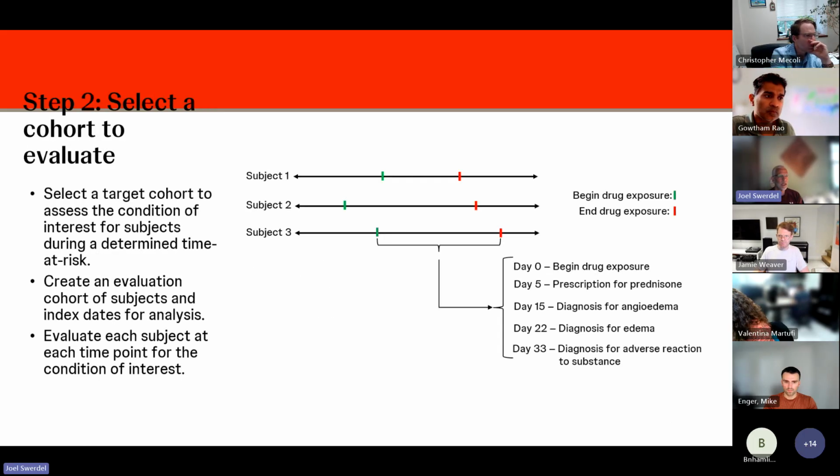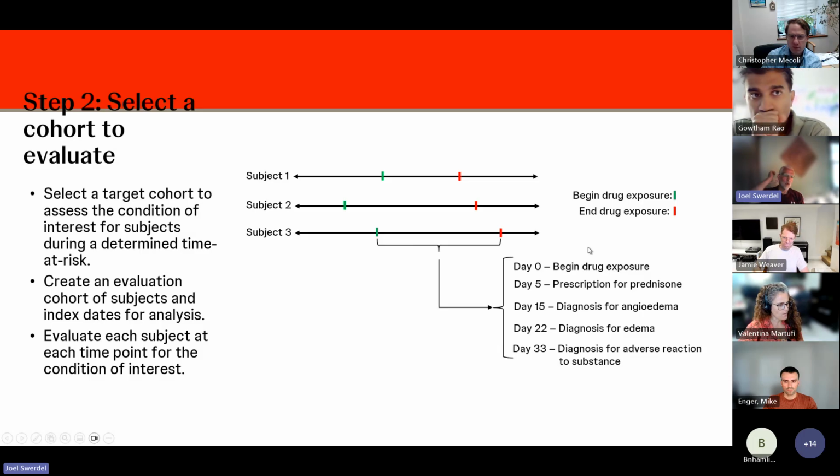This gives a little more detail of what we might look at. So let's say there are these 3 subjects. The green is the start of their drug exposure, their time at risk, and the red is the end of their drug exposure, the end of their time at risk. And then we look through all the different elements within their time at risk.